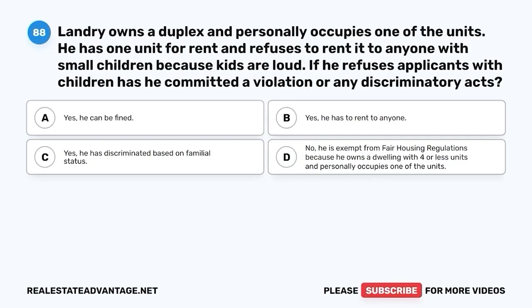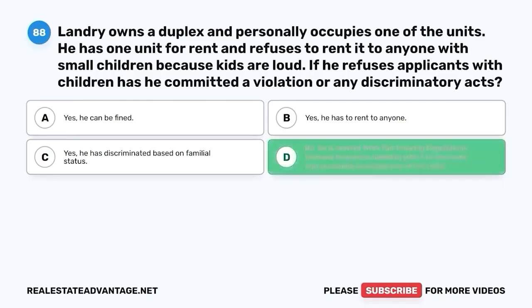C. Yes, he has discriminated based on familial status. D. No, he is exempt from fair housing regulations because he owns a dwelling with 4 or less units and personally occupies one of the units. The correct answer is D.